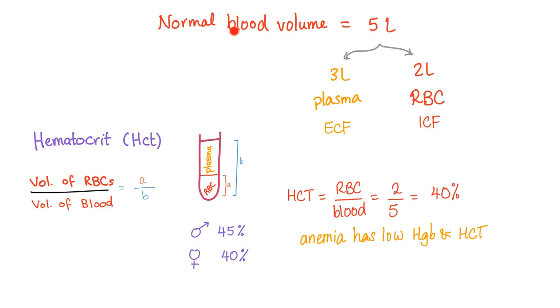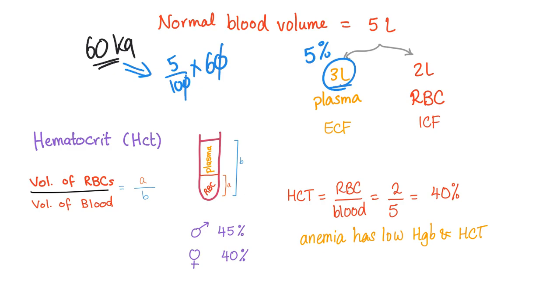Boom! You know that your normal blood volume is 5 liters: 3 liters of plasma, 2 liters of red blood cells. How did we get the 3 liters of plasma? Okay, imagine that you are a normal adult and your body weight is like 60 kilograms. This is very rare nowadays because we eat lots of food. So 60 kilograms, and you know that the plasma is 5% of your total body weight. So 5% times 60, 3 liters of plasma. That's how you get it.